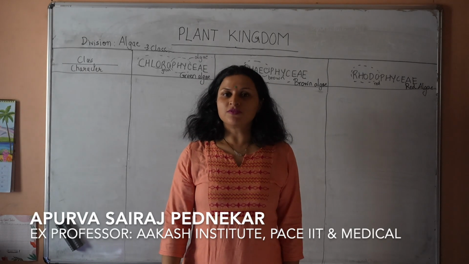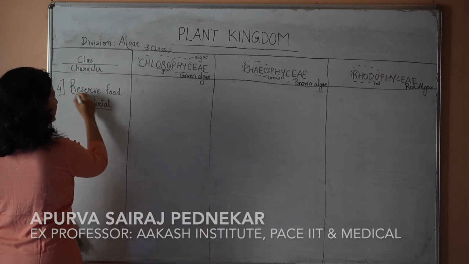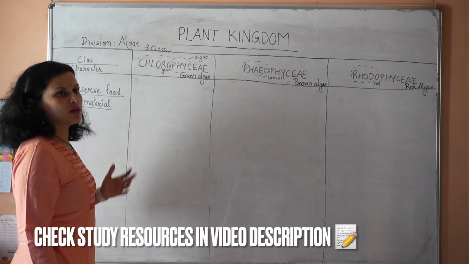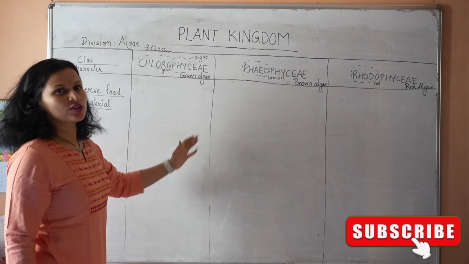Next we do the reserve food material. What does this mean, reserve food material? Stored food. In animals it is glycogen and fat. In case of the plants it is starch. So in case of these three algae, what are the different types of storage food material?